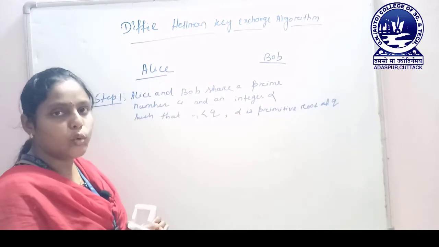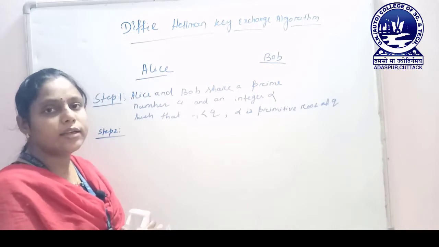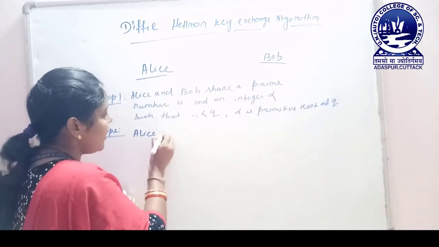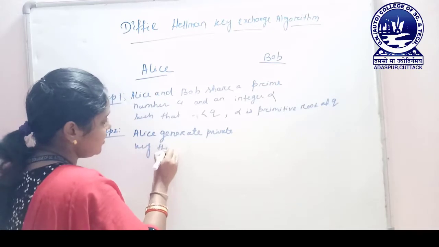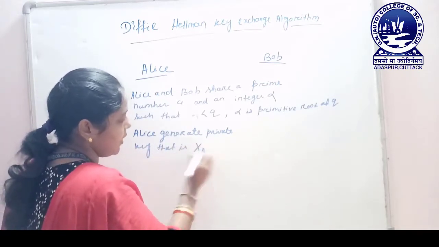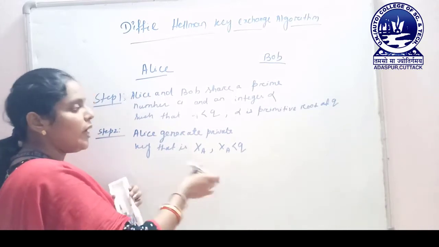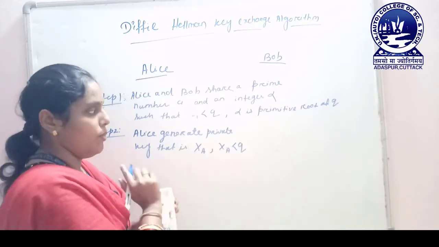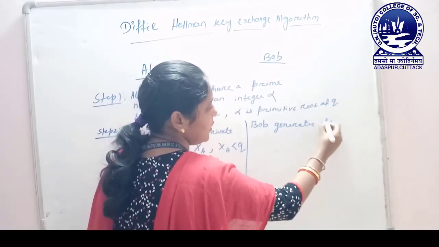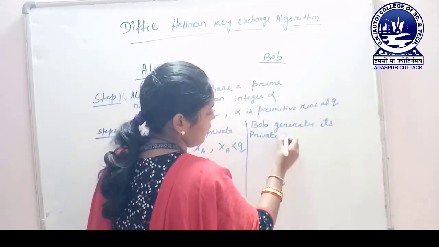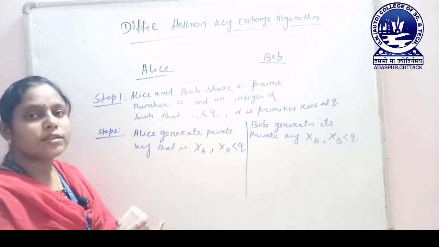Next we take step 2. In step 2, Alice generates its private key XA, where XA is less than Q. Similarly, at the receiver side, Bob generates its private key XB, where XB is less than Q. This is the second step.